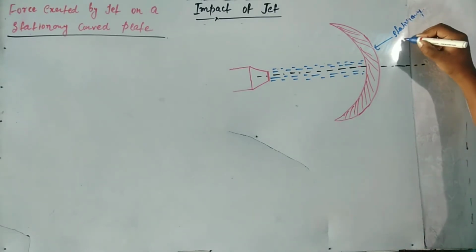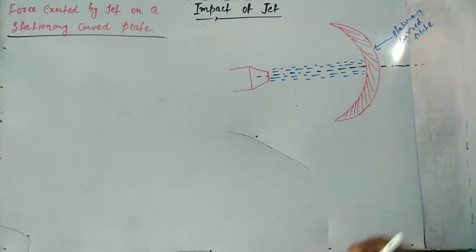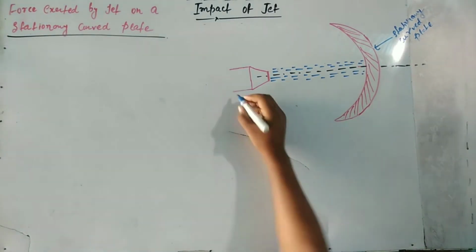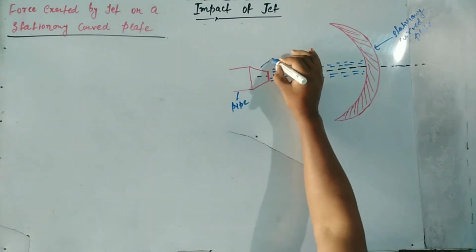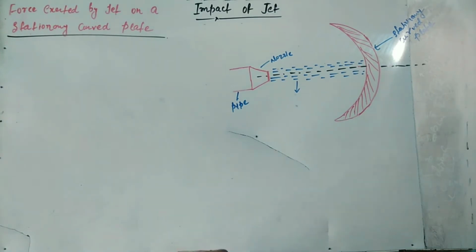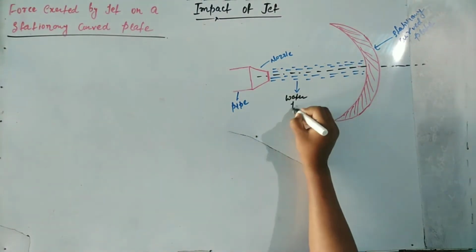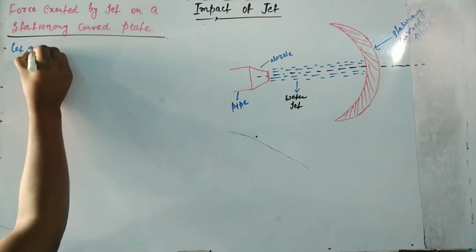For this, we take a curved plate which is stationary. This is the stationary curved plate and this one is the pipe, and it is the nozzle of the pipe where the jet of water comes out, striking the stationary curved plate at the center. Now we find the force exerted by the jet on a stationary curved plate.